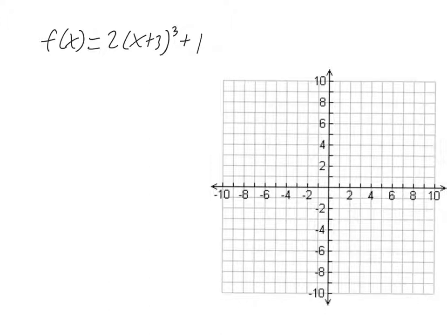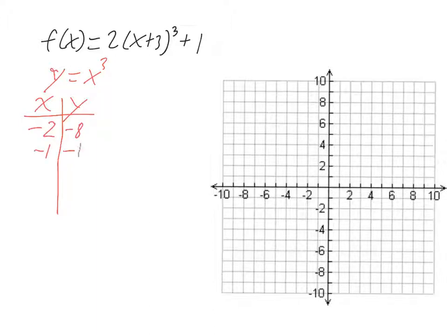So first step is to identify the parent function, and this one has something raised to the third power, so that makes it cubic. So the parent function is going to just be y equals x cubed. And so our initial table, our sort of critical points, we used -2, -8, -1, -1, 0, 0, 1, 1, and 2, 8.